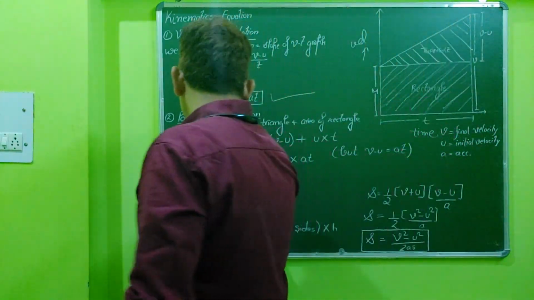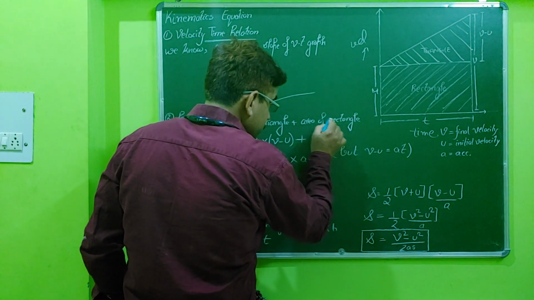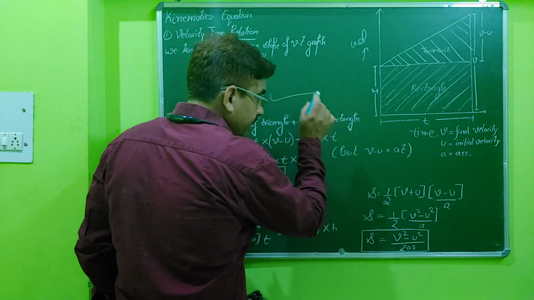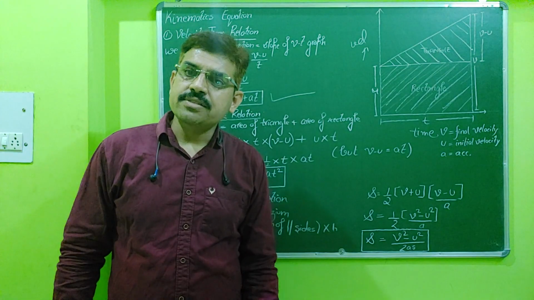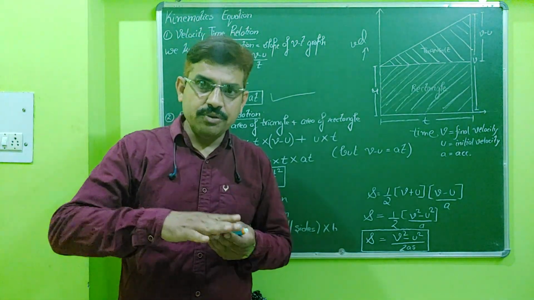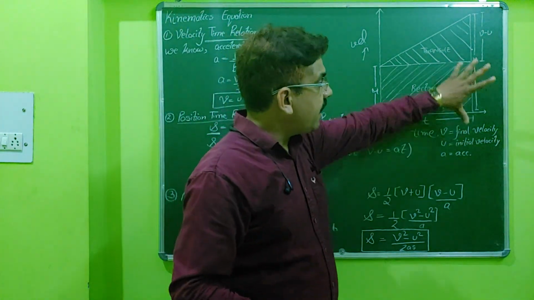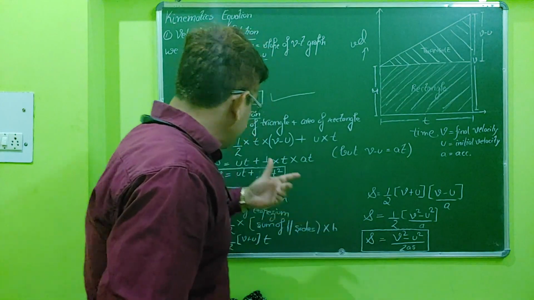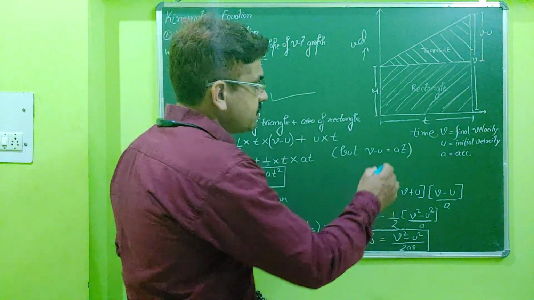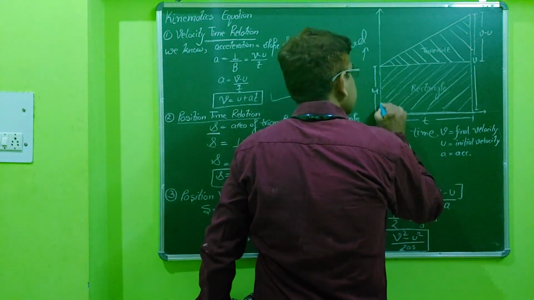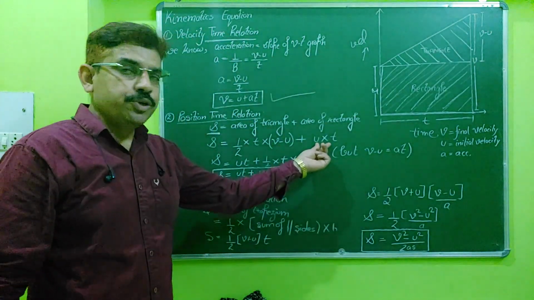So the distance is equal to the area of the triangle plus the area of the rectangle. The area of the triangle is half into length into height. So half into this length, and the height is v minus u. So s is equal to half into t into v minus u. And for the area of the rectangle, this is the length and this is the height. So this is simply u into t.